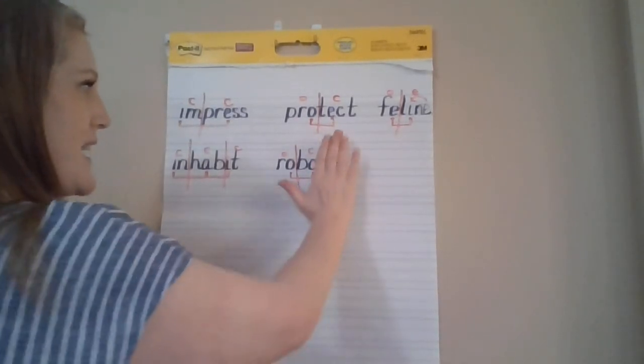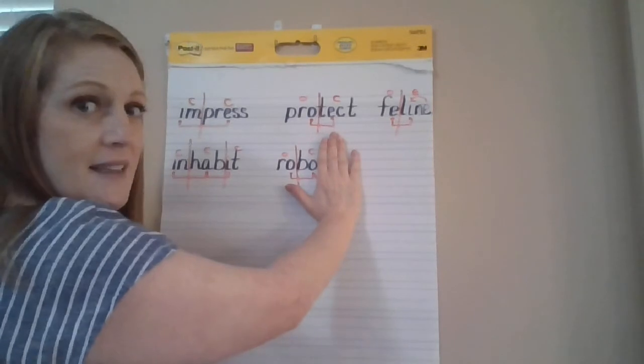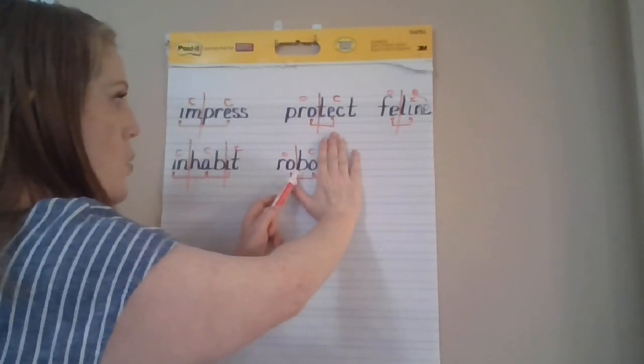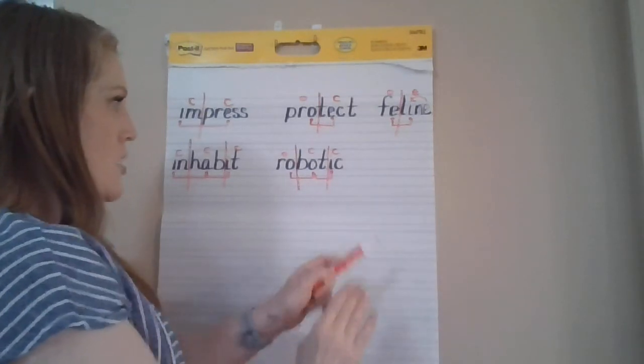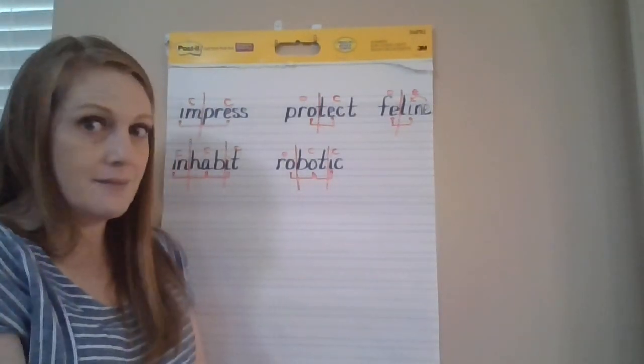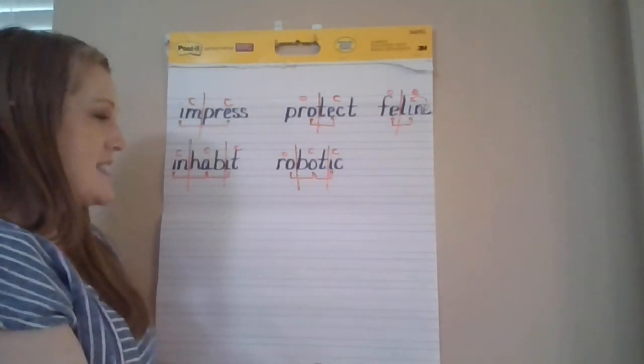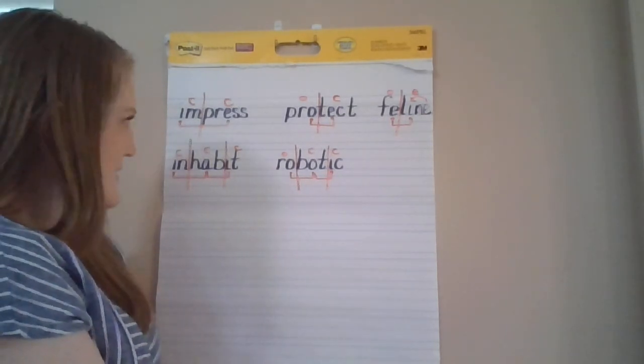If I had divided this before the T, this would have been an open syllable. And I would have read it robo-tic, robotic. That does not sound right. So always play around with it till you find something that sounds correct.